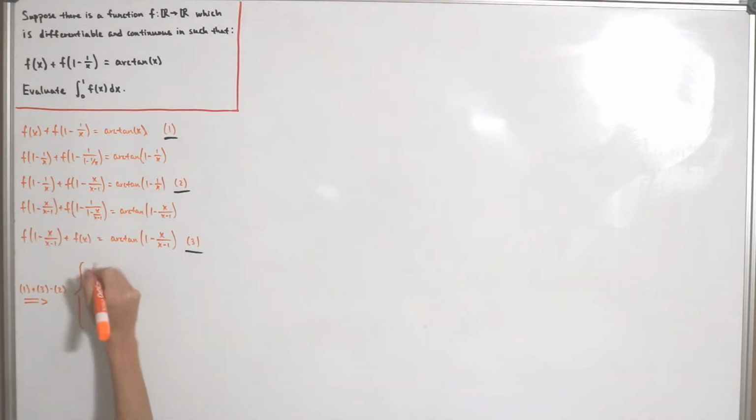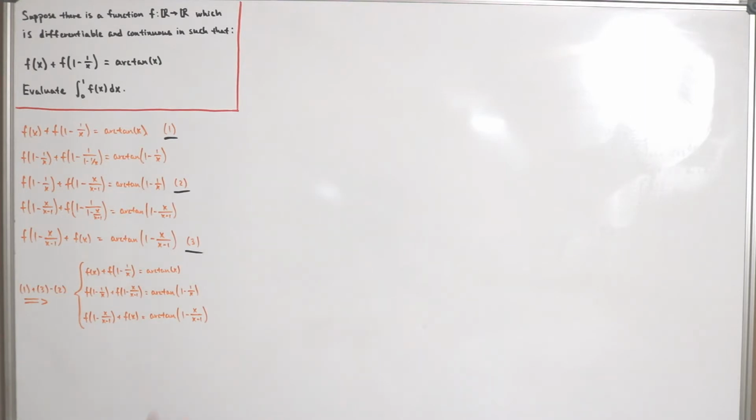Now let me just rewrite everything that we have up here. Okay, so just like I said, let's add equation 1 and equation 3, and then subtract equation 2. So we get f of x plus f of 1 minus 1 over x equals arctangent x, and then add this. Let's focus on the left hand side first. So this is 2 f of x. But then if I subtract equation 2, the functions will cancel. So this will cancel, this will cancel, this will cancel, and this will cancel. So on the right hand side, it's just arctangent of x, then plus arctangent of 1 minus x divided by x minus 1, and then subtract arctangent of 1 minus 1 over x.